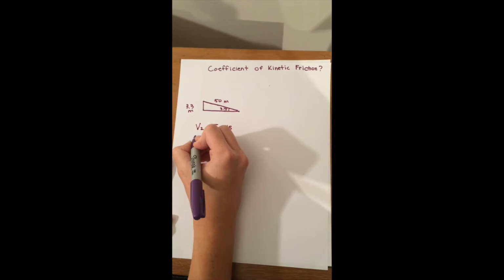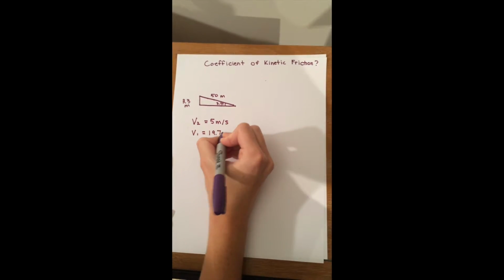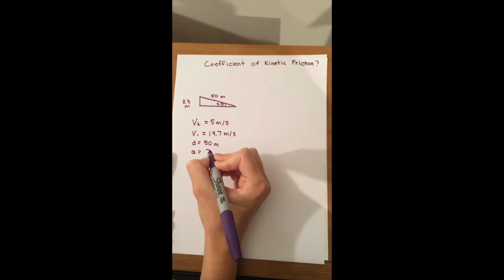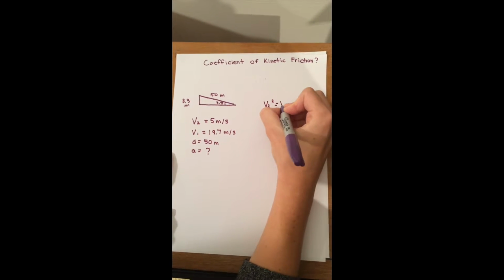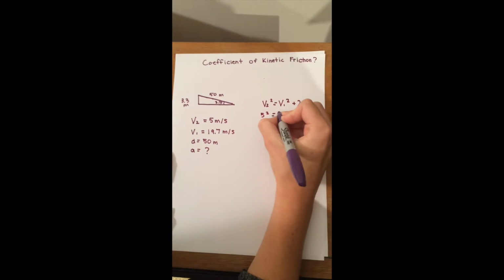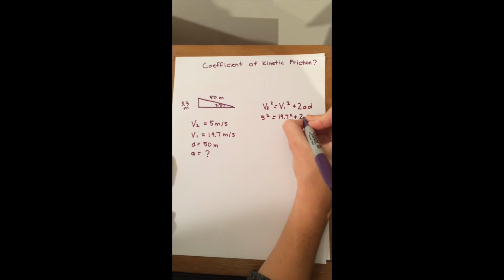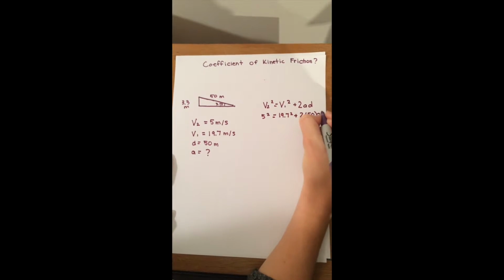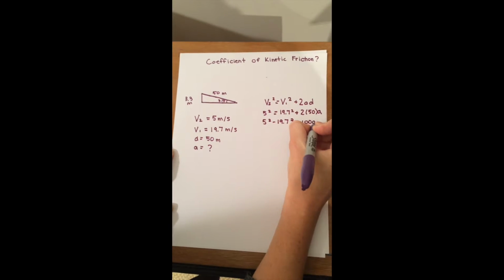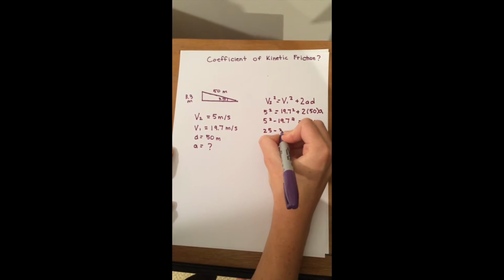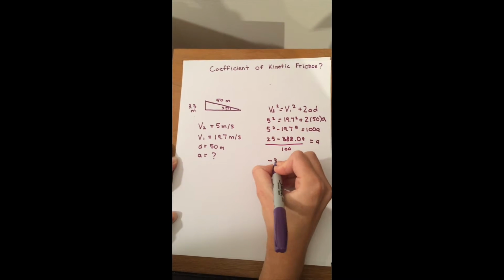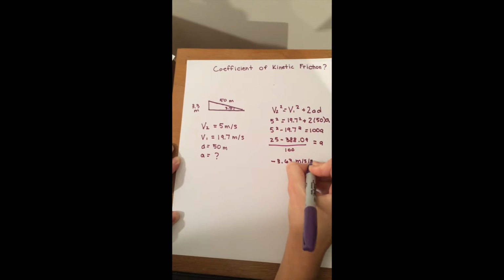I then can calculate the acceleration that she will need at the end of the slide using the variables we already know. The initial velocity being 19.7 meters per second, the final velocity being 5 meters per second, and the distance she has to travel being 50 meters. We can find the acceleration using this equation. We found the acceleration she would need at the end of the slide would be negative 3.63 meters per second squared.